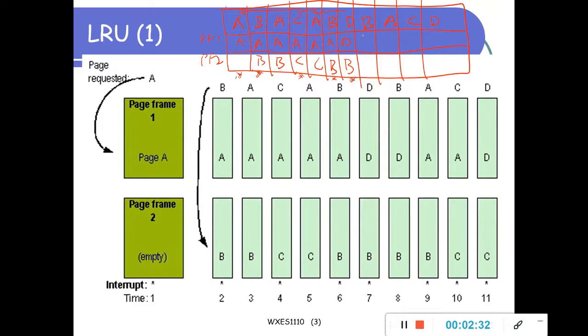Then you have here B. So it's not a problem. B is already in page frame 2. Now you have A. So you look again. The most recent is B and the least recent is D. So you replace D with A, and this one you maintain B. And then this is a page fault.